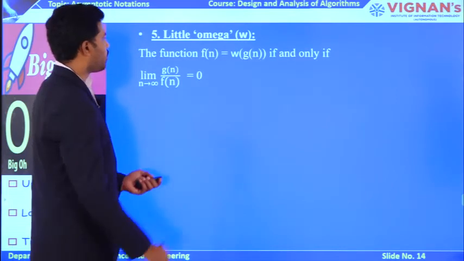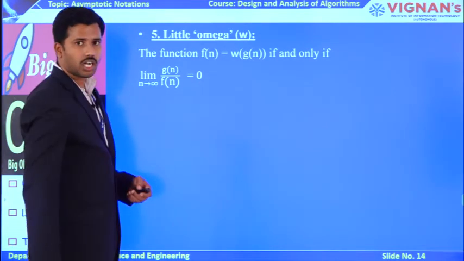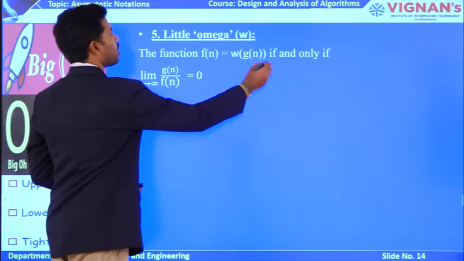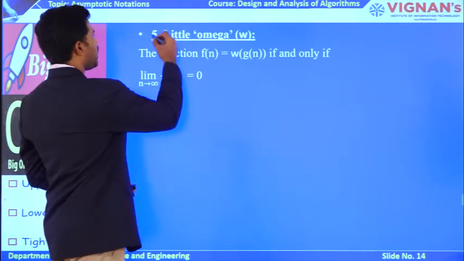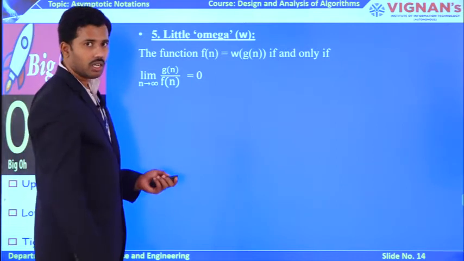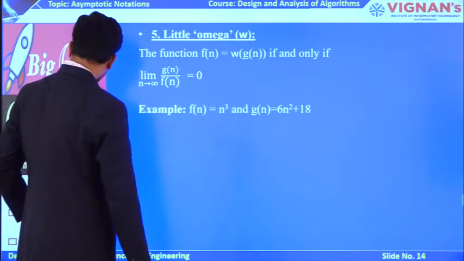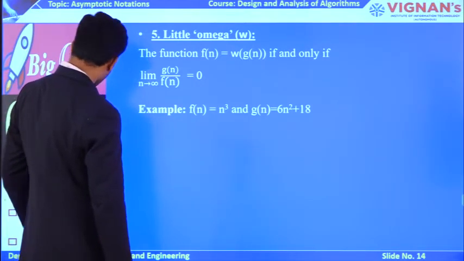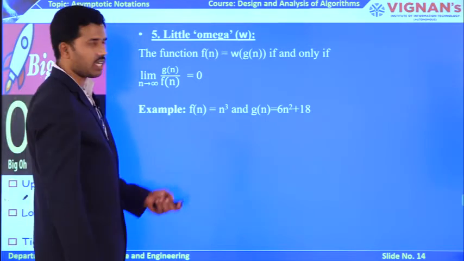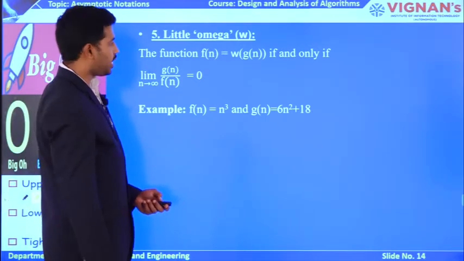Okay, so here also, if the result is 0, ultimately you can say that these two functions f of n as well as g of n have a relationship with little omega. Now we try to understand one example. So here, what is the example they have given? f of n equal to n cube as well as g of n equal to 6 n square plus 18.